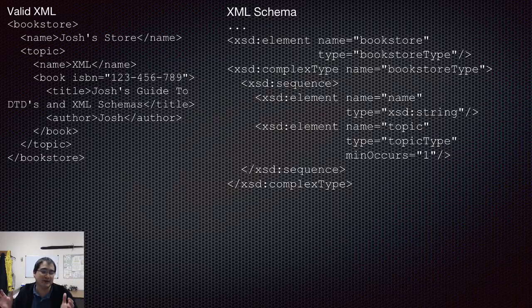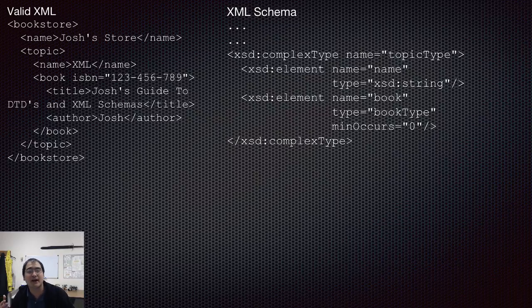Now, of course, we said we defined this topic type, and that's what we have to do now. So let's specify what the complex type named topic type is. Well, it needs to contain an element called name that contains a string within it, a lot like the bookstore type. And then there also are elements named book, which have type book type, and they need to occur 0 times, which means that you can have none of them, or you could have 1 or 2 or so forth. And so that is the definition of topic type.